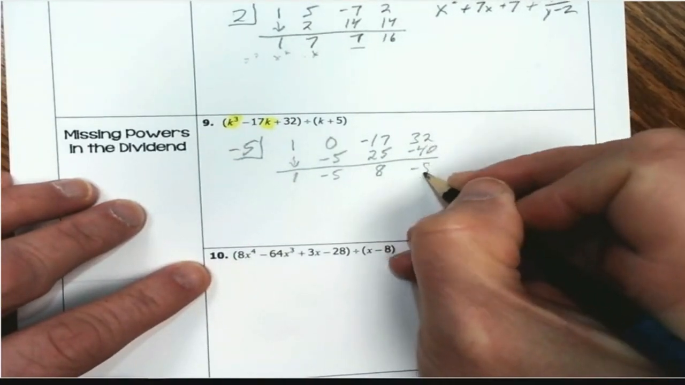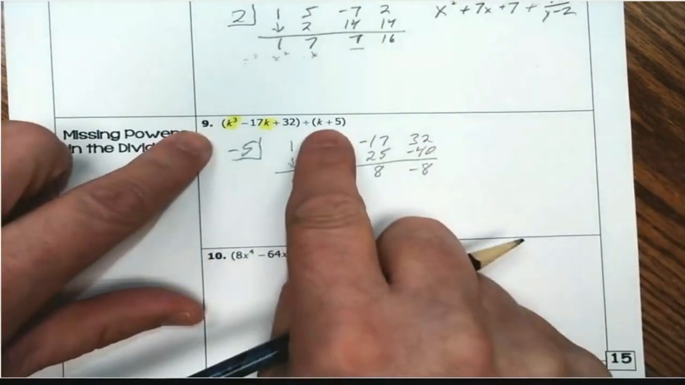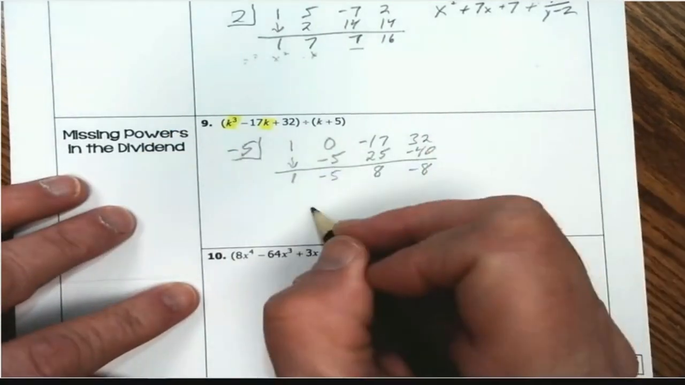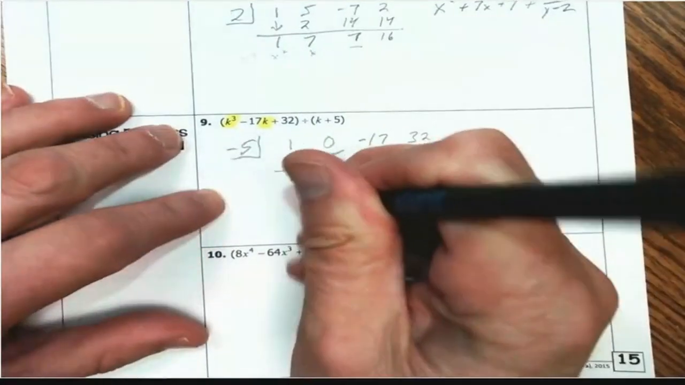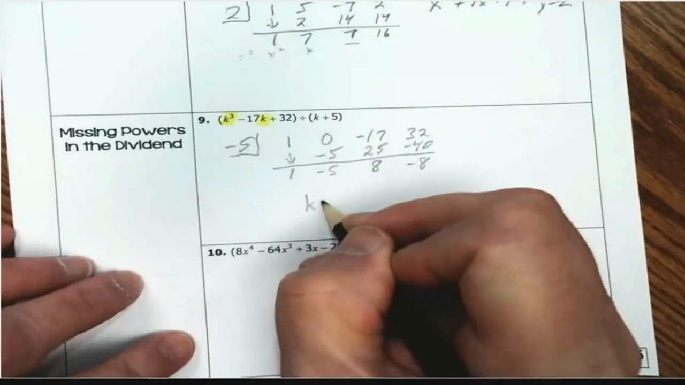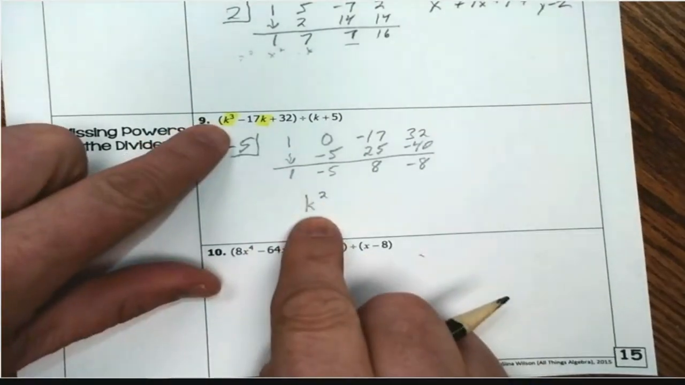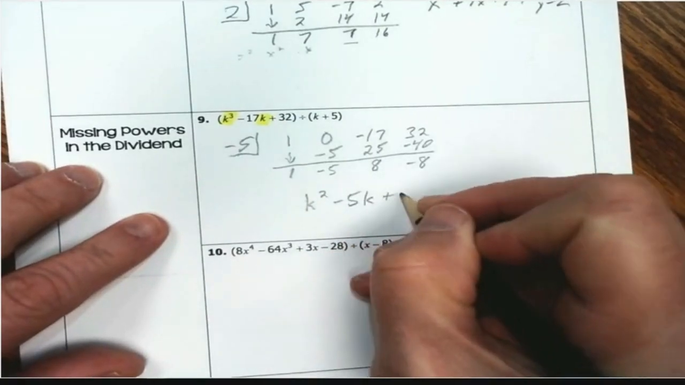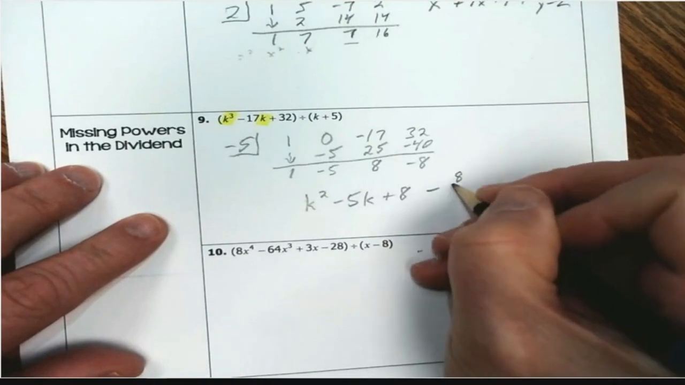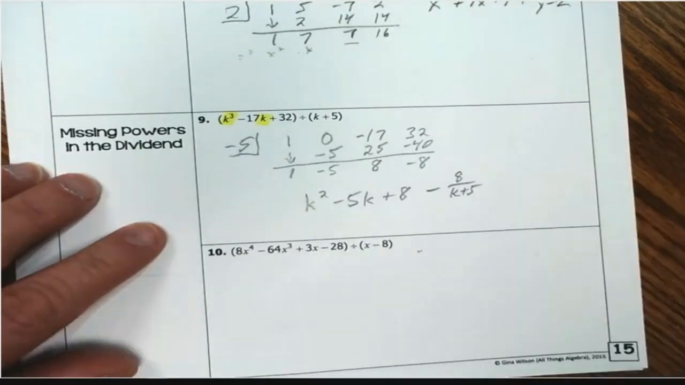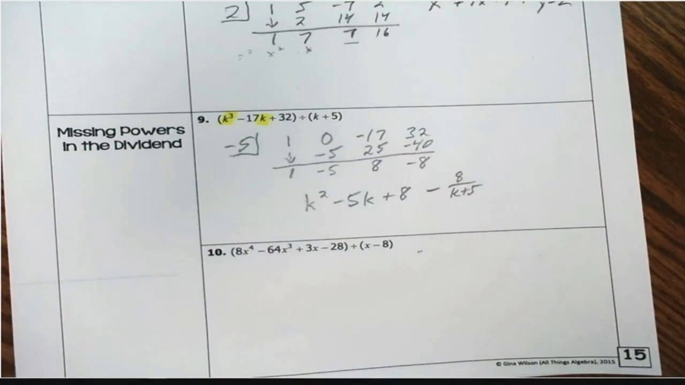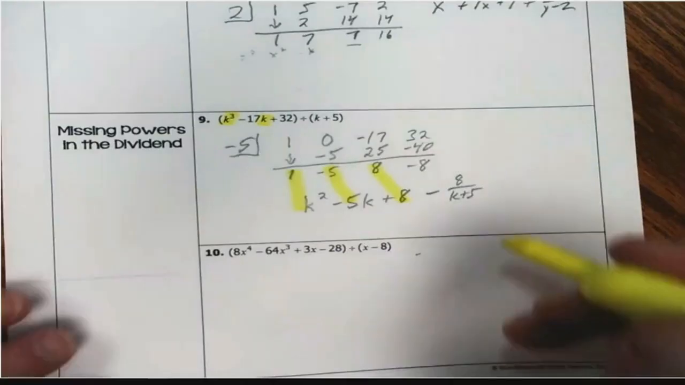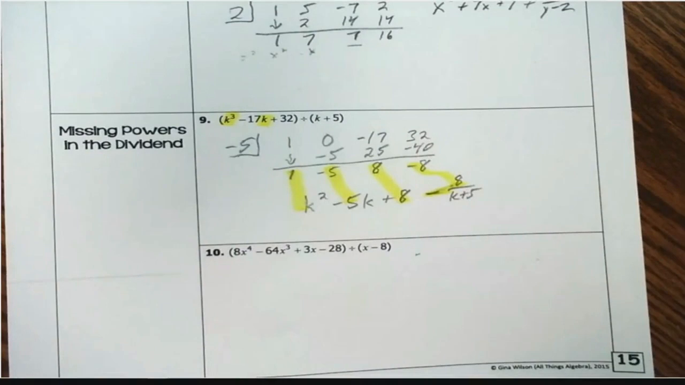Add to 32, negative 8. So the answer, when you divide k plus 5 into k to the third minus 17k plus 32, is k, not x, it's k, pardon me. 1k squared. We always go 1 power below, minus 5k plus 8, and then minus 8 over k plus 5, because that's our remainder. So those coefficients just go straight down. And then the negative 8, I put the minus out front.